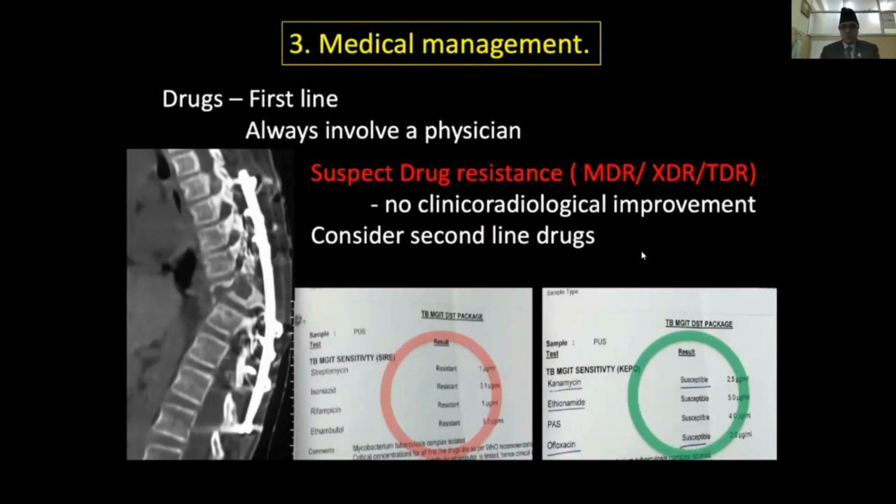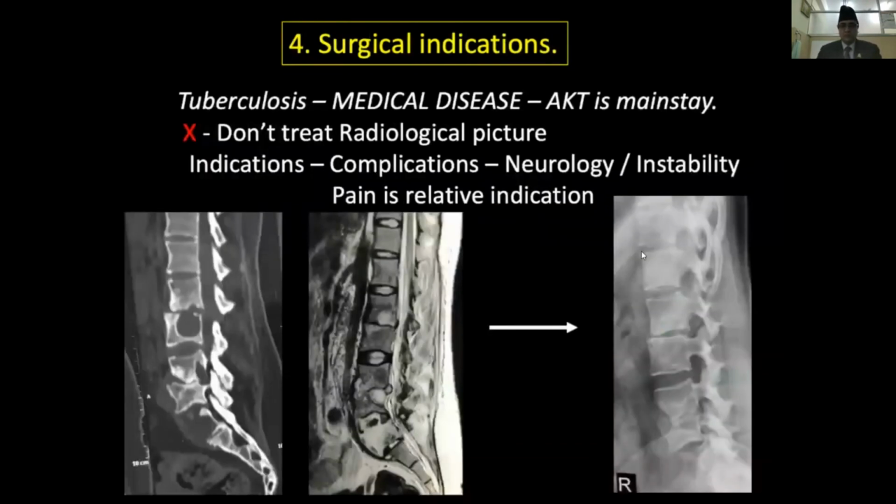Drugs always remain the first line of management. Always involve a chest physician or even a simple physician, because in case these lesions turned out to be resistant lesions, then probably you are caught off guard. Always suspect drug resistance like MDR, XDR or TDR, especially if there is no clinico-radiological improvement, and consider starting second line drugs to prevent surgical failures.